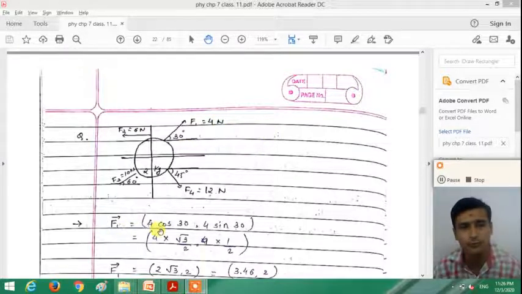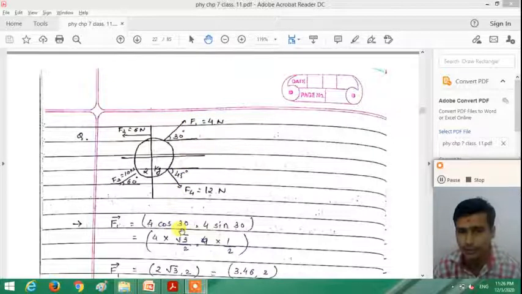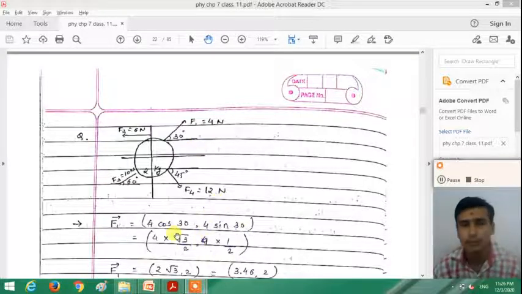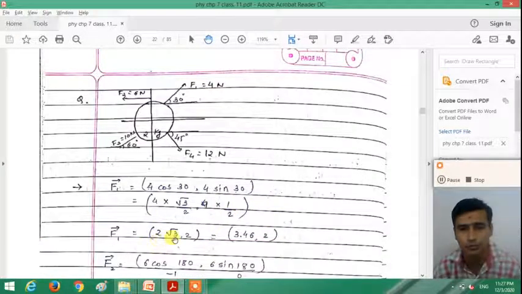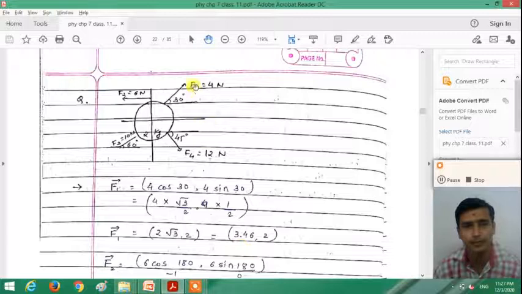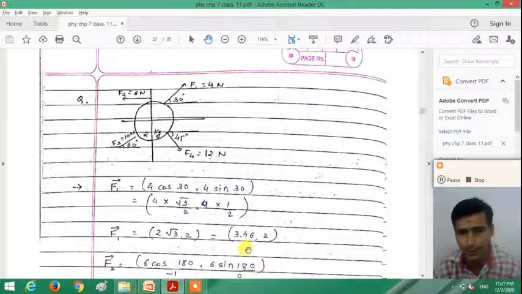F1 is equal to (4 cos 30, 4 sin 30). So the x coordinate of F1 is 4 cos 30 and the y coordinate is 4 sin 30. Here cos 30 is root 3 by 2 and sin 30 is 1 by 2. We get F1 equal to (2 root 3, 2), or (3.46, 2). So the x coordinate of F1 is 3.46 and the y coordinate is 2.